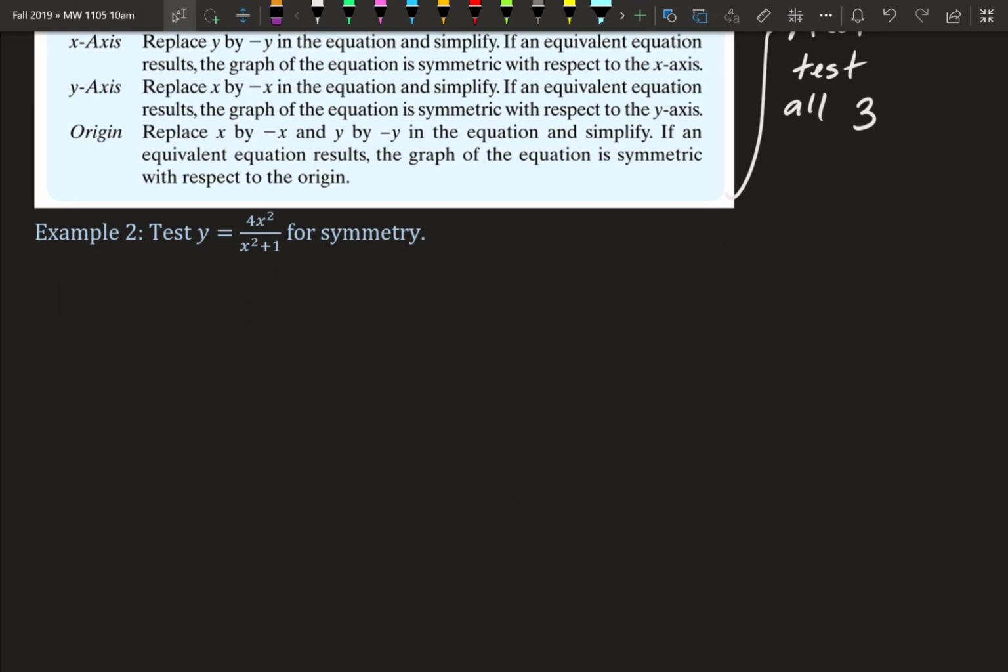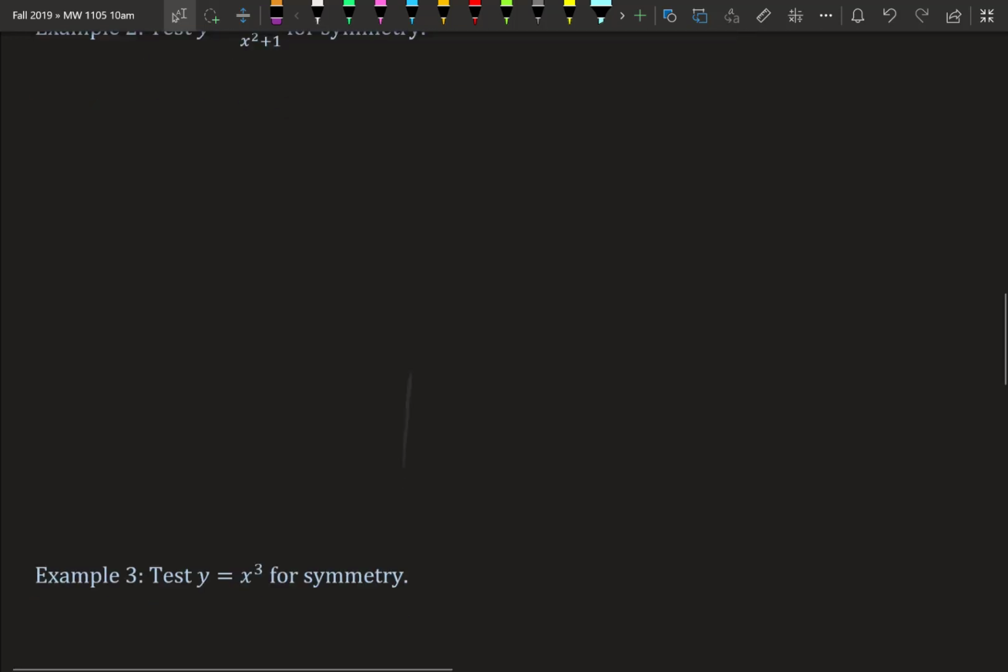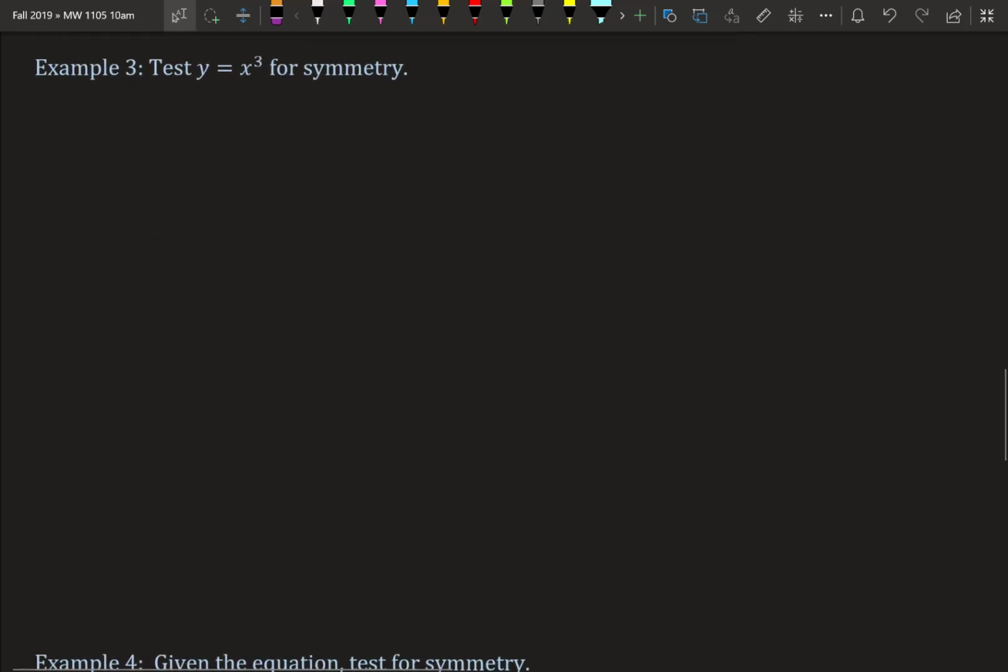I'm going to start off on a bit of an easier one because of the fraction. I'll have to switch that around for next semester. So let's start off on example 3. Let's test y equals x cubed for symmetry. Sometimes it's easier to test it via equations, which is algebraically, than graph it, because we don't know how to graph x cubed. But we know how to work with algebra. So let's test all three.